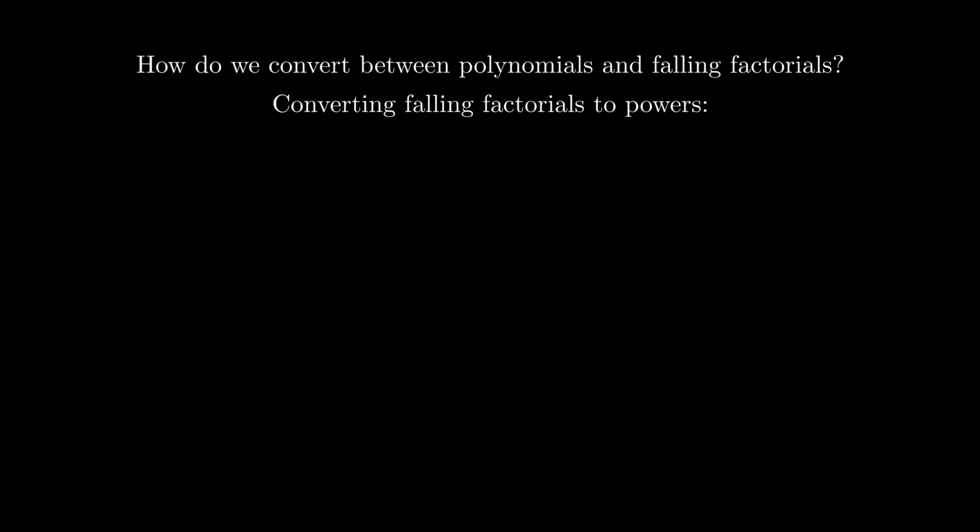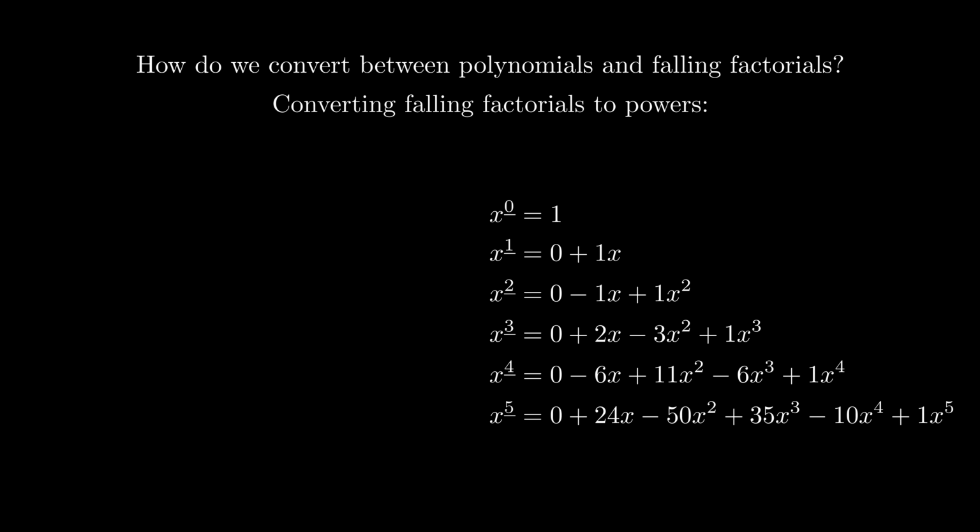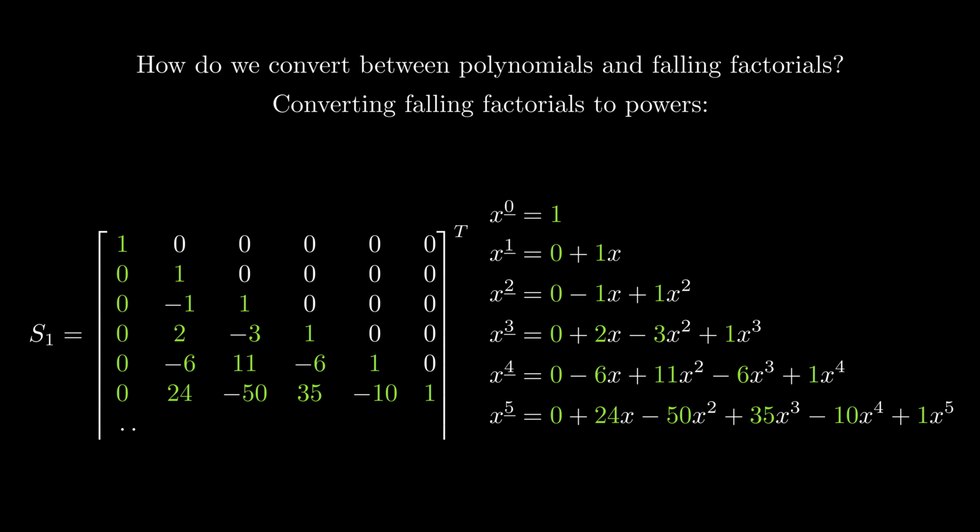Firstly, the most naive way of converting falling factorials into powers is to simply distribute. If we do a couple of these, then collect the coefficients, this gives us one set of the Stirling numbers, called the Stirling numbers of the first kind. Since these have alternating signs, we call them signed Stirling numbers of the first kind.